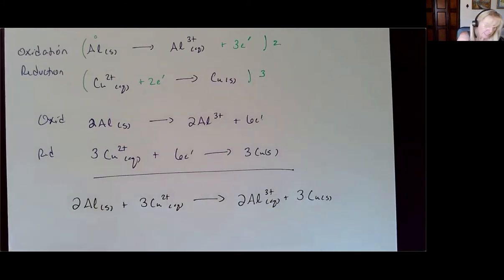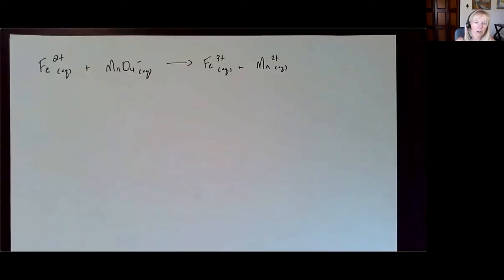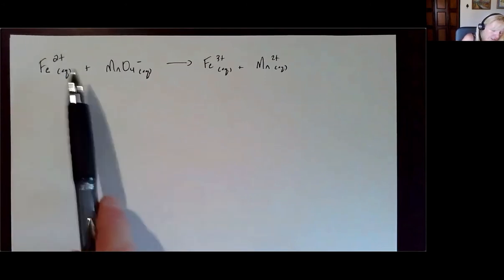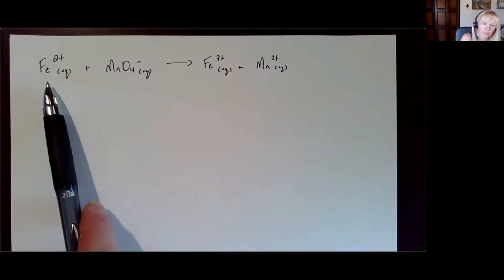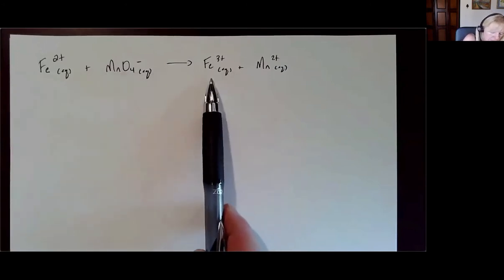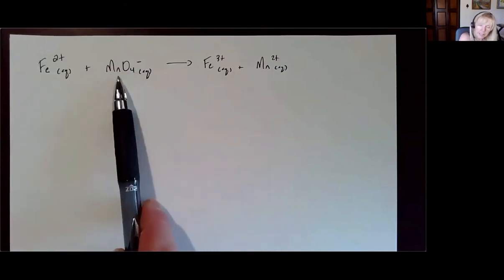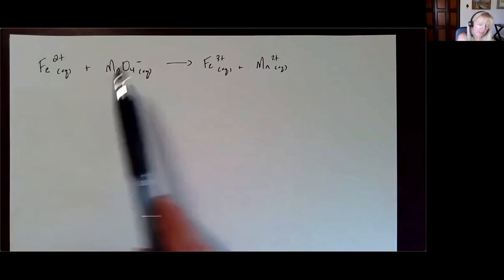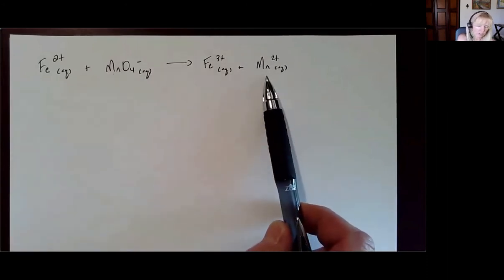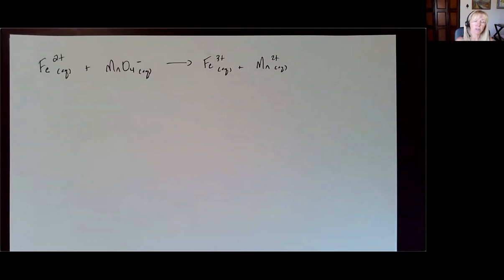So I'm going to do one that's a little bit harder, and then we're going to talk about the solutions that these are in. I want to balance this in terms of redox. What I'll notice right away is that I have a transfer of electrons happening between my ions. I'm going from iron 2+ to iron 3+, and I also have the permanganate polyatomic ion here, but just a manganese ion here, so I've lost oxygen. I'm going to walk you through the steps to balance this redox reaction.